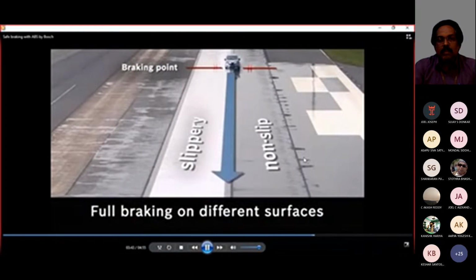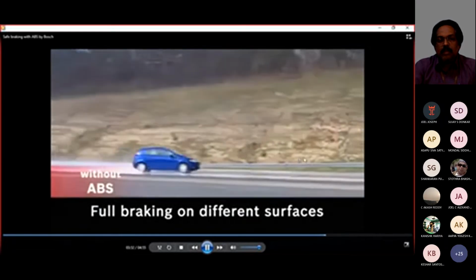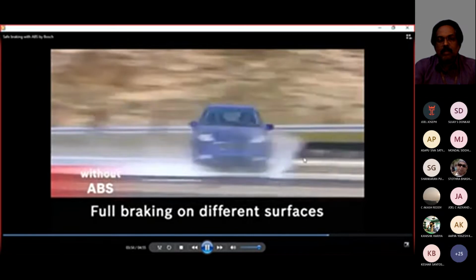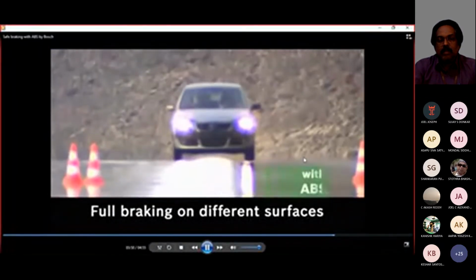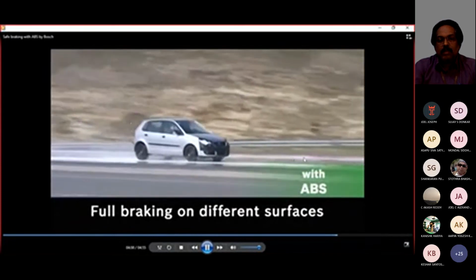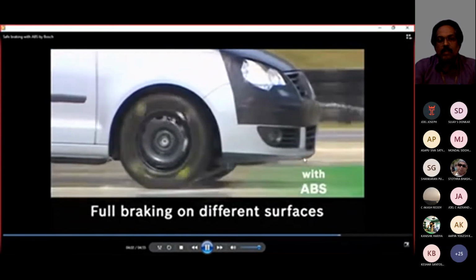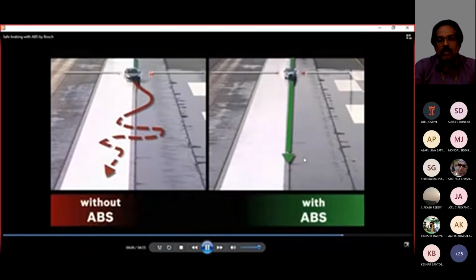Full braking on different surfaces. Traction on lanes may vary due to volatile weather, dirt, and foliage. When fully applying brakes without ABS, the vehicle can quickly become unstable. With ABS, the vehicle remains stable, even in this situation, with an optimal braking distance.